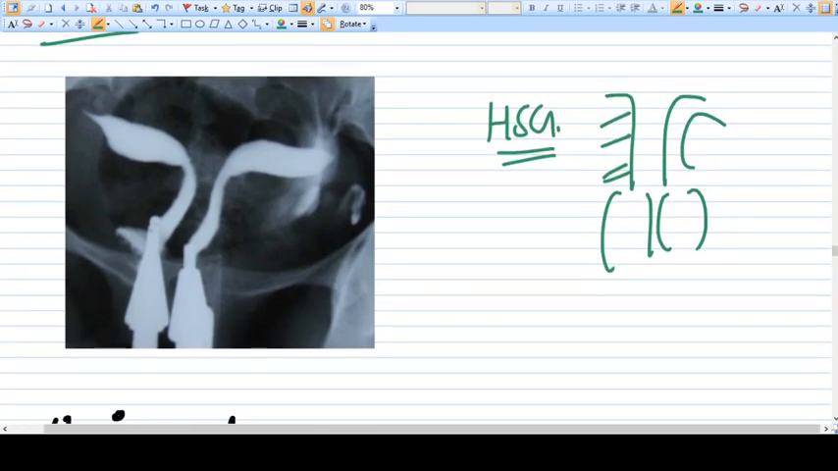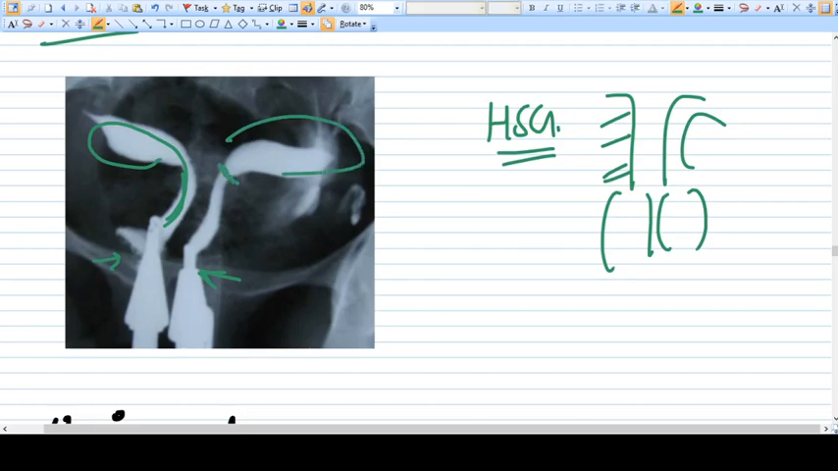So you can see two different cannulas are here. If you want to do the HSG of a didelphys uterus, then you need two different cannulas. You can see both sides, unilateral cavities are seen. This is the cervix and this is the uterine cavity.